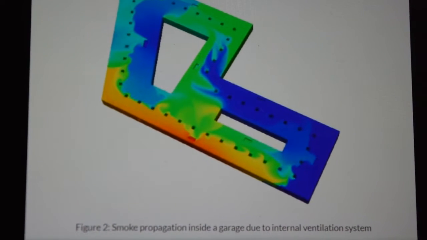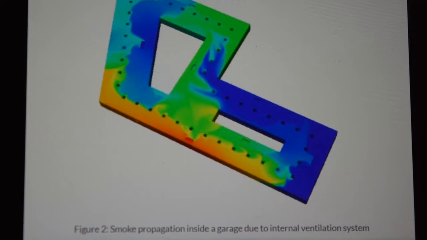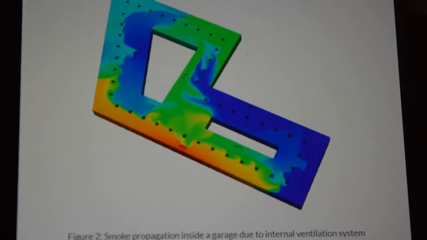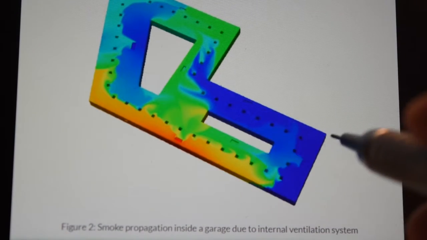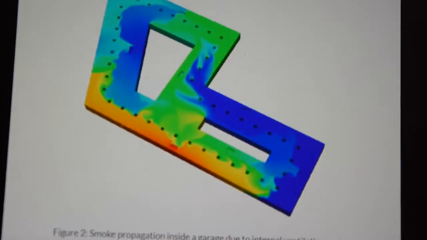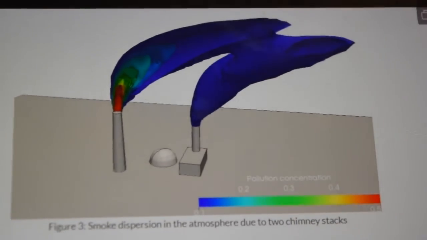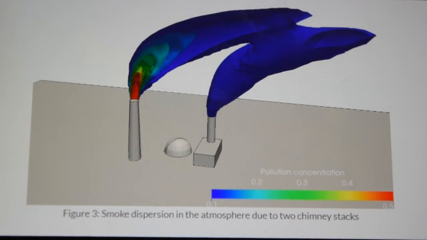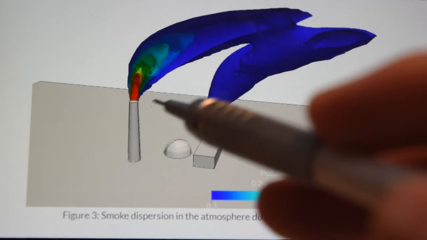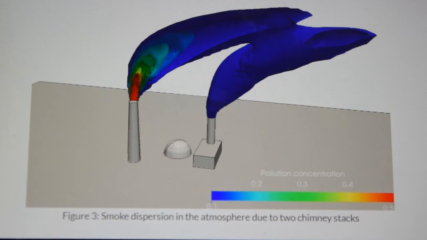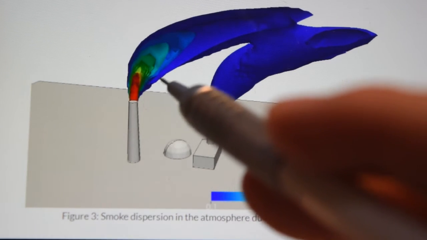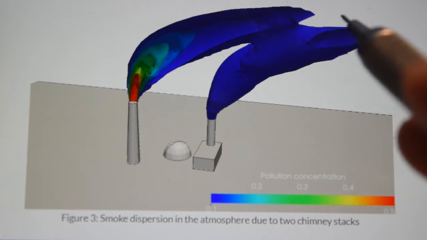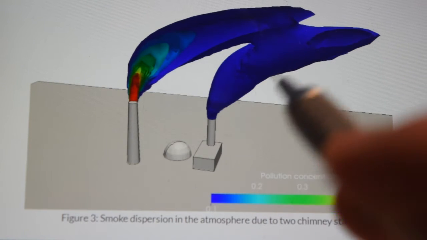This one is the smoke propagation inside a garage due to the internal ventilation system. This color change is the smoke concentration change. And the next one can show the pollution in the atmosphere. Like this is some smoke, and the color is the concentration change by the movement of the atmosphere flow.